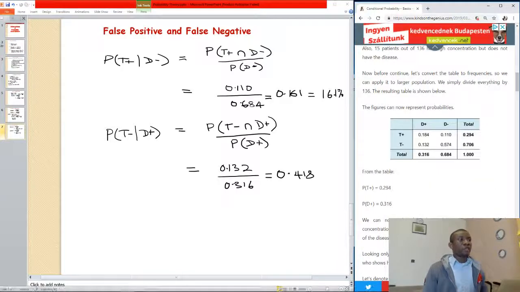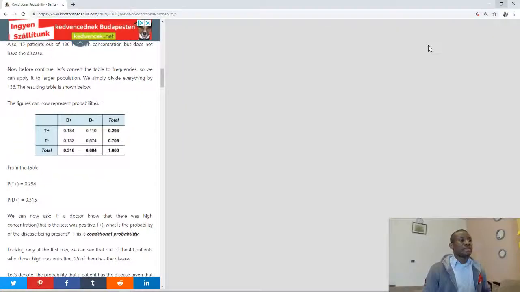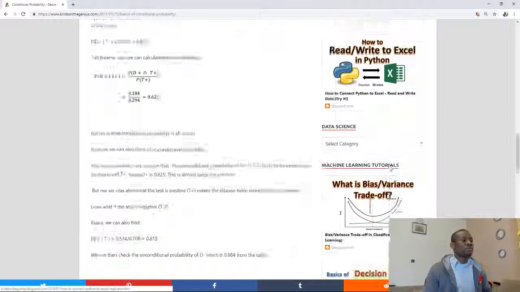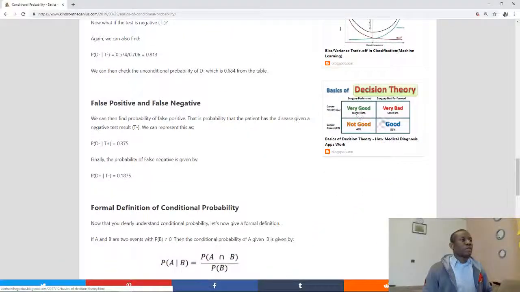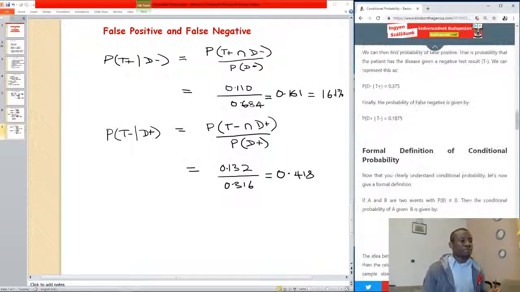And that is why I'm going to show you another topic to read. I actually wrote this, basics of decision theory. How does decision theory work? How does medical diagnosis work? So go ahead and read this, basics of decision theory. It actually clarifies everything very easily. In this case, it gives an example of cancer treatment. And I recommend you read it.